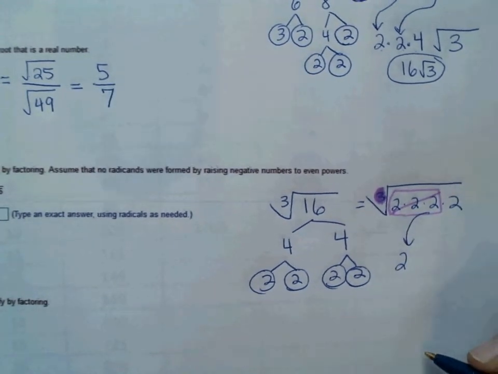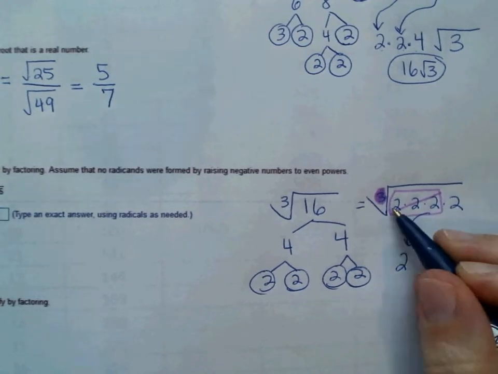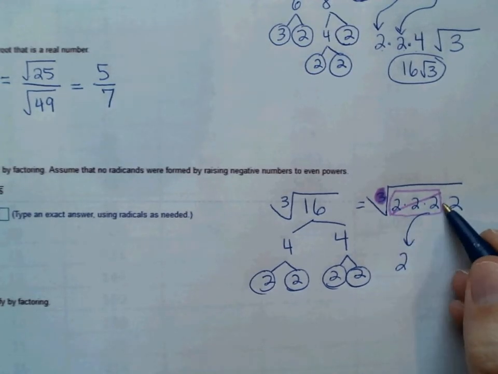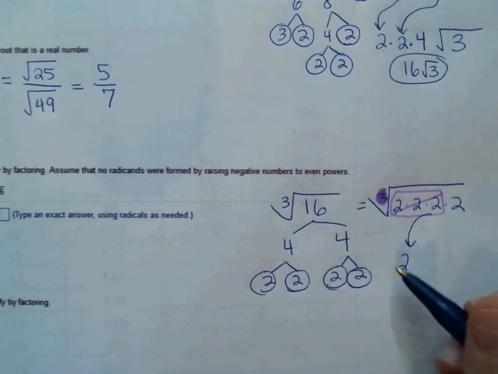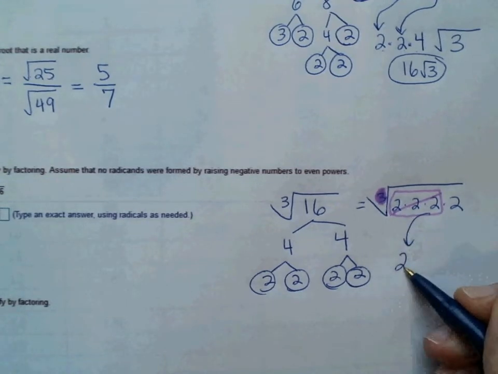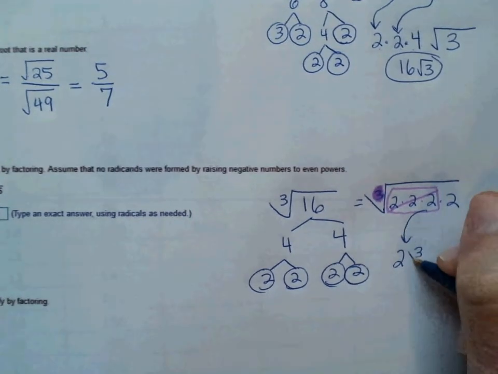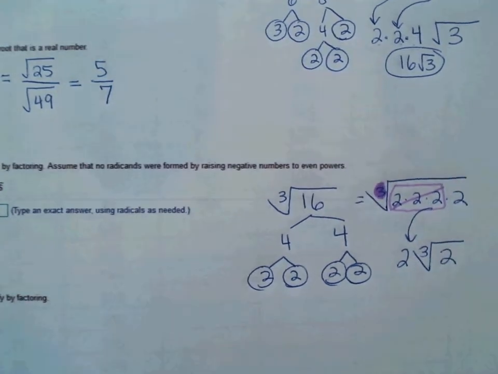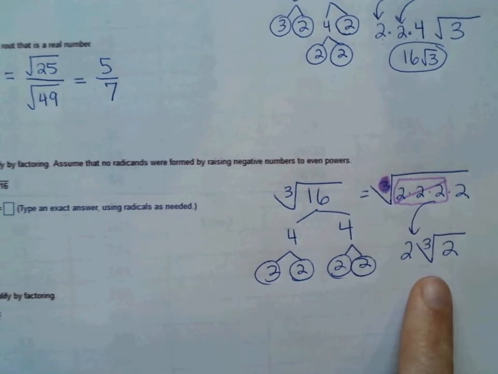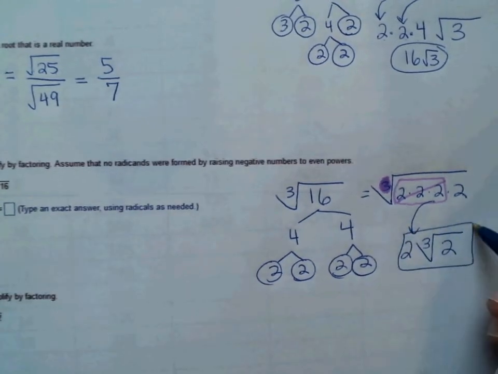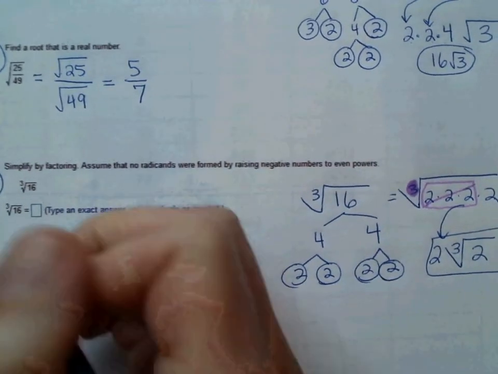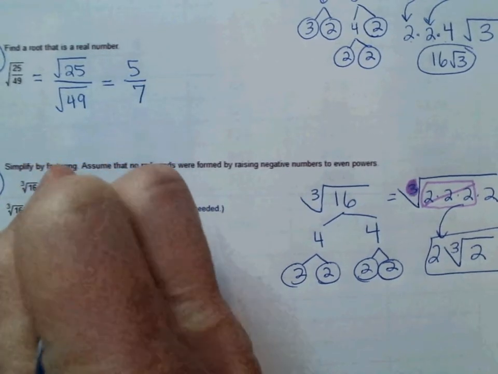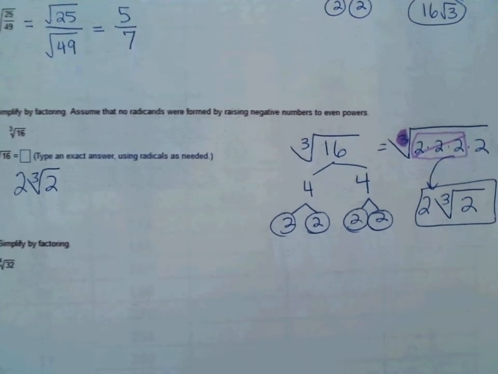But still the same rule applies. Only one of the 2's gets to go out in front. So that's it. I can only make one set of 3 right there. So now you just wrap up your question and make it look nice and neat. So one 2 outside. I still have a cube root, and what's left on the inside? One lonely 2. So our answer is 2 cube root 2 for that one.